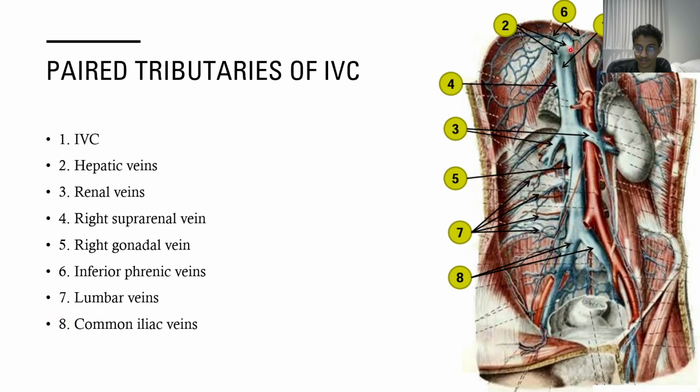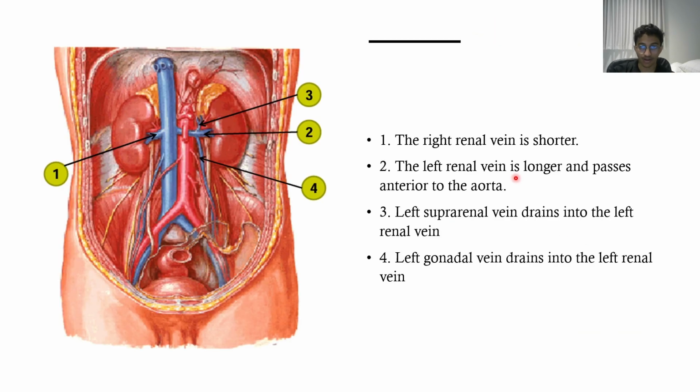So these are the hepatic veins, and these are the renal veins, right and left. And 4 is the right suprarenal vein, 5 is the right gonadal vein, 6 are the inferior phrenic veins, and the lumbar veins, the multiple pairs of lumbar veins, and these are the common iliac veins that form the inferior vena cava.